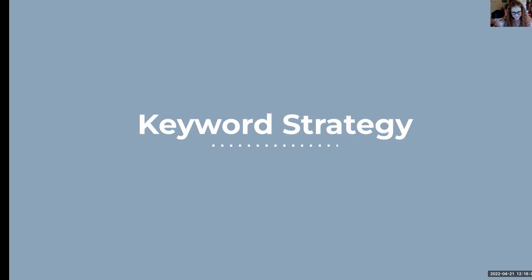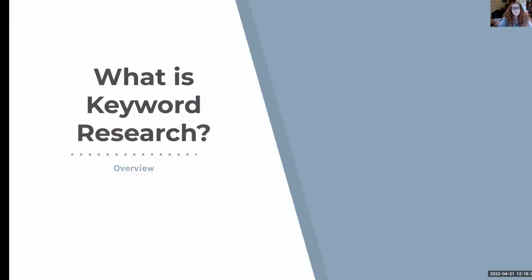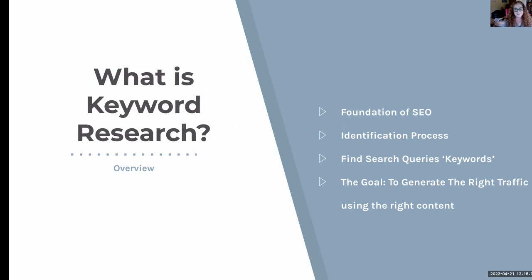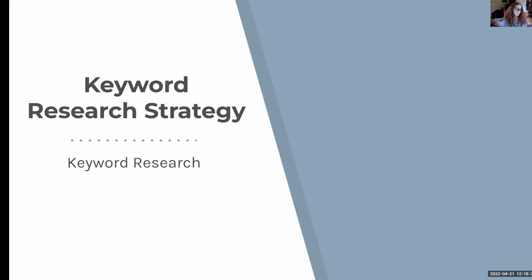Now we're going to talk about keywords and strategy. What is keyword research? That's the foundation of SEO. It's the way we go through identifying what one of our web pages focuses on. We try to find queries or keywords that people are actually typing into Google. One of the goals is to generate the right traffic using the right content. We use keywords and we create content with them. Sometimes you can write the content and then find a keyword. Sometimes you can find a keyword and then go write some content.